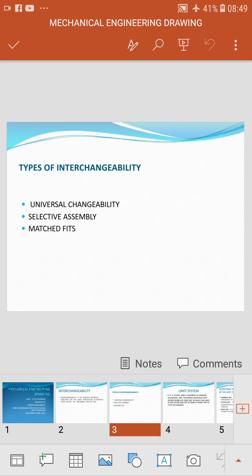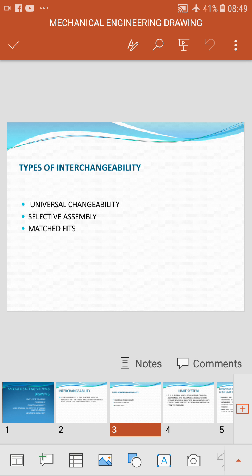Now come to the classification of interchangeability. There are three types of interchangeability: number 1, universal interchangeability or full interchangeability; number 2, selective assembly; and number 3, matched fits. Let us discuss the full or universal interchangeability.